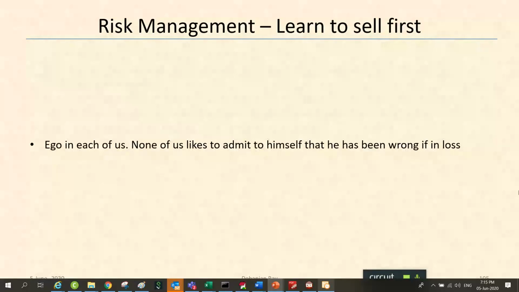So the problem is that we never acknowledge and admit that something has gone wrong and your prediction was wrong, whatever the reason is. Why was your prediction wrong? Whether the market was bad? No. Actually, your prediction was bad because you made a wrong decision.